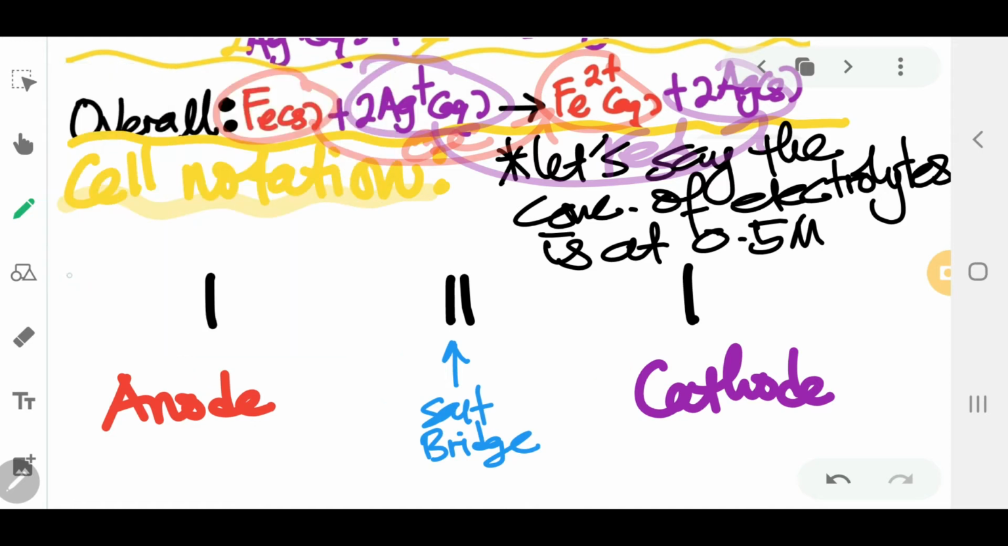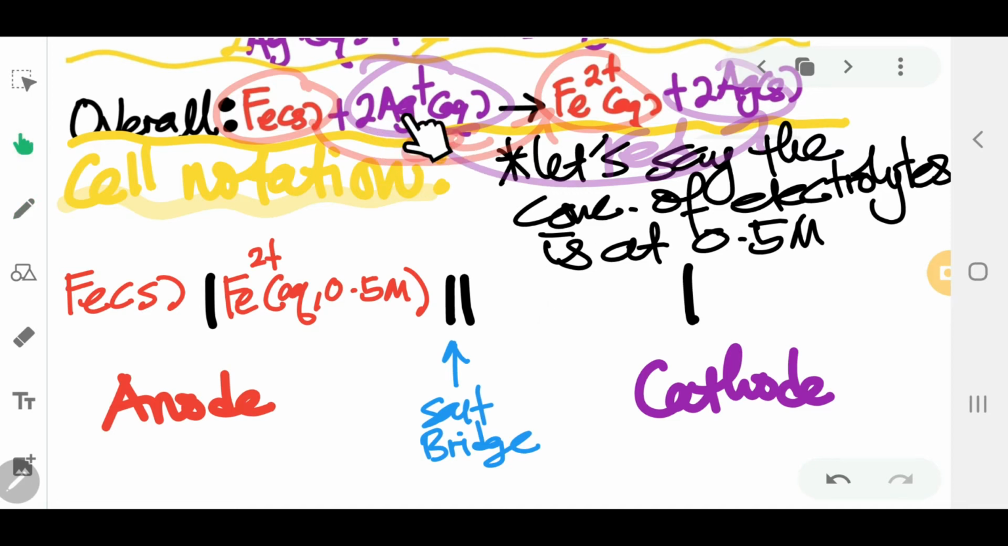So you're going to write the iron solid with the iron 2 plus aqueous, and the concentration is 0.5 molar. Okay, and you're going to write the Ag plus aqueous. So for the cell notation, you don't have to include the stoichiometric coefficient over here. If you look there, you have 2 Ag plus, but you don't have to include that in here.